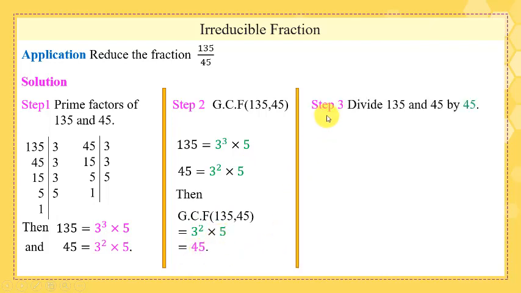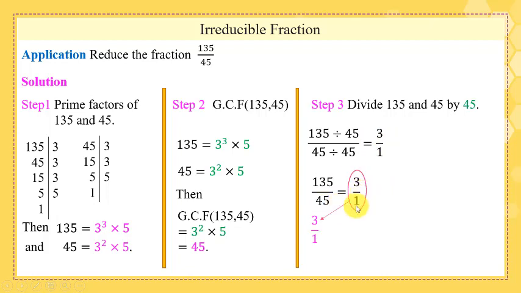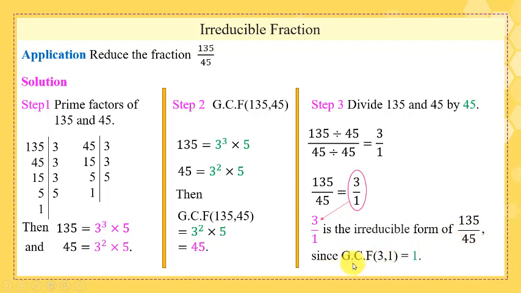Now the last step is to divide these two numbers by their GCF, which is 45. So 135 divided by 45 over 45 divided by 45 equals 3 over 1 equals 3. So 3 over 1 is the reduced form of 135 over 45, since the GCF of 3 and 1 is 1.